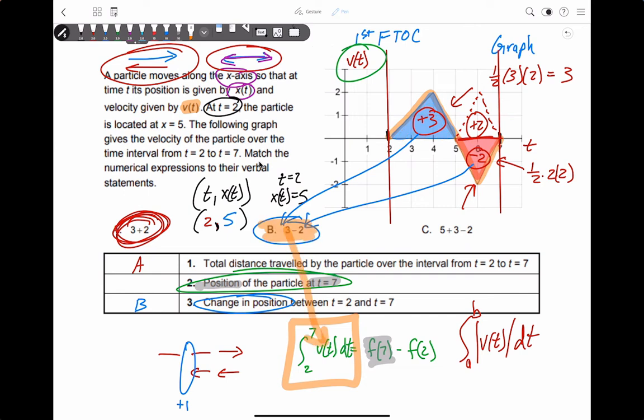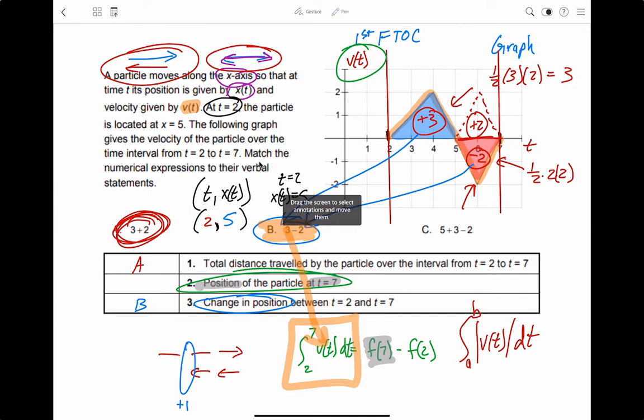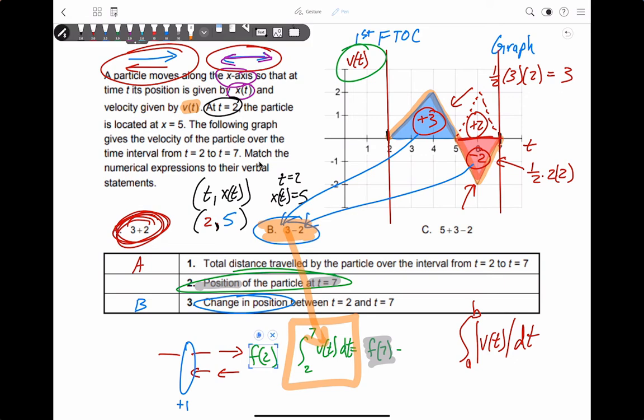And then finally, to get my position at 7 all by itself, I'm going to end up moving this f of 2 over here like we did before, making it positive and adding it to this piece. And this negative goes away because you added to both sides. So it zeroes out, if you will. So we have f of 2 plus this displacement. f of 2 is representing what is the position at 2? Well, we know it's 5. Let me highlight that so you can see it again. The position at 2 is 5.